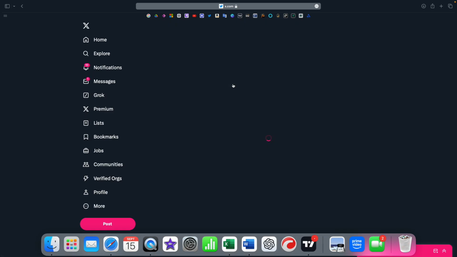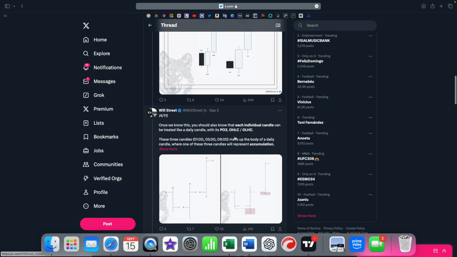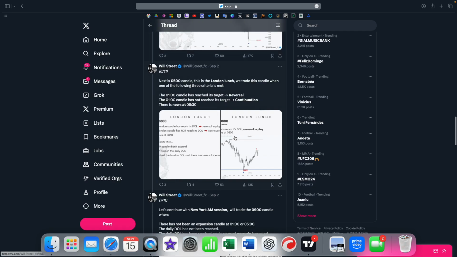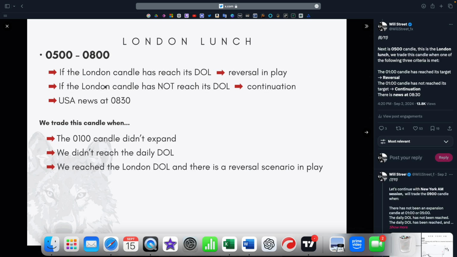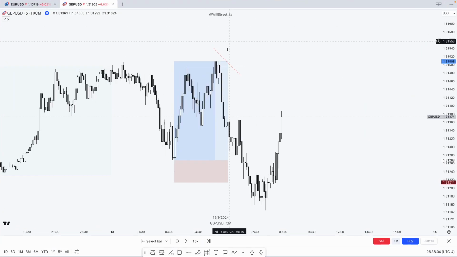Where is chapter 2 here? When do we trade the London lunch? If the London candle has reached its run liquidity, in this case of the week and the day, because it was exactly the same, there's a reversal in play. So this is the first scenario, the reason for this reversal.